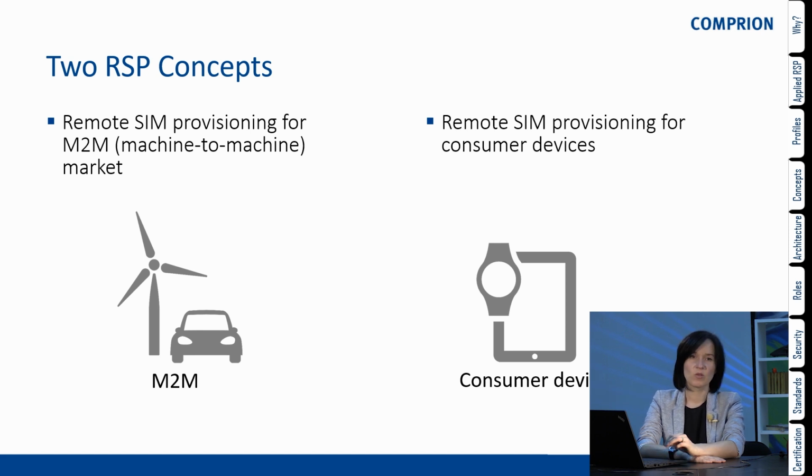The main difference between these two concepts is the direction of control. In the M2M world, as you remember, the control comes from the background infrastructure, so there is no user interaction. It is different in the consumer devices world, because here it is important that the end user has the choice between the operators and can decide it, or at least confirm the decision.